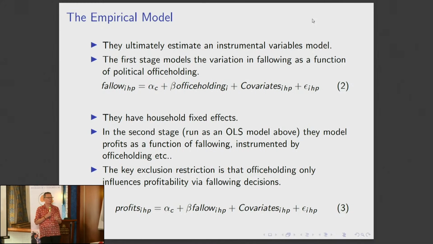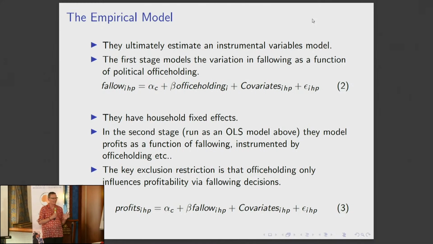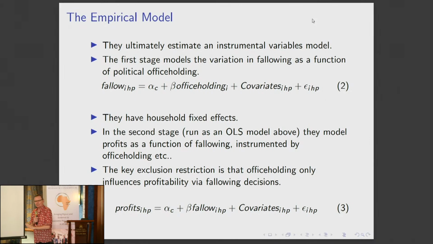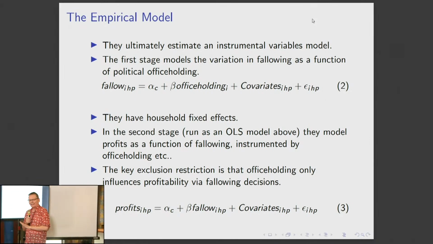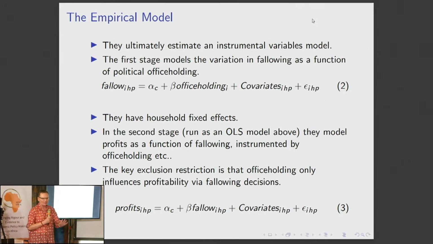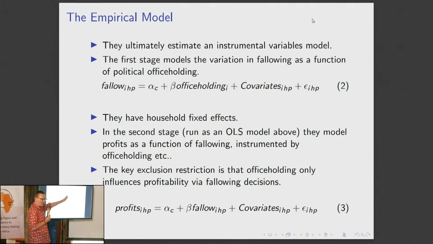Yeah, so that's a little bit difficult to buy. But that's why they control for all of these aspects of land. The obvious problem is that if you're an office holder, you're going to get the best land, and then you're going to make more profits irrespective of the fallowing decision. Okay, but that's why they spend so much time trying to control for all these observable characteristics of the plot.